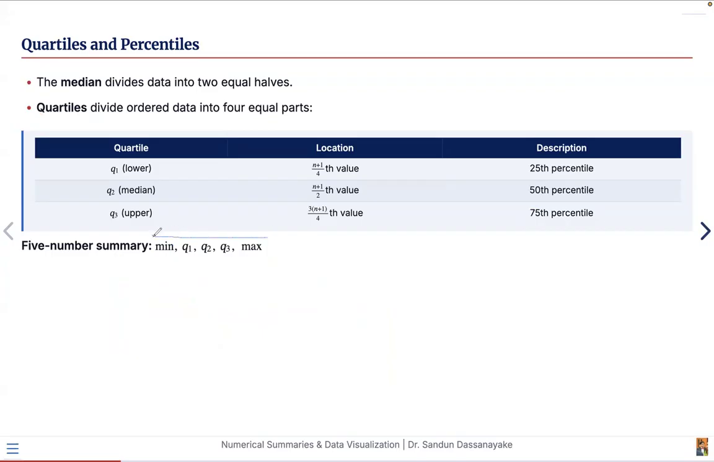Now, with that, we have five values: the minimum of the data set, Q1, Q2, Q3, and the maximum of the data set. Because they are numerical summaries, we call them the five number summary. So whenever someone refers to the five number summary, they are referring to the minimum, the maximum, and the interquartile values, the quartiles Q1, Q2, and Q3. Remember that. Okay, so let's go forward.